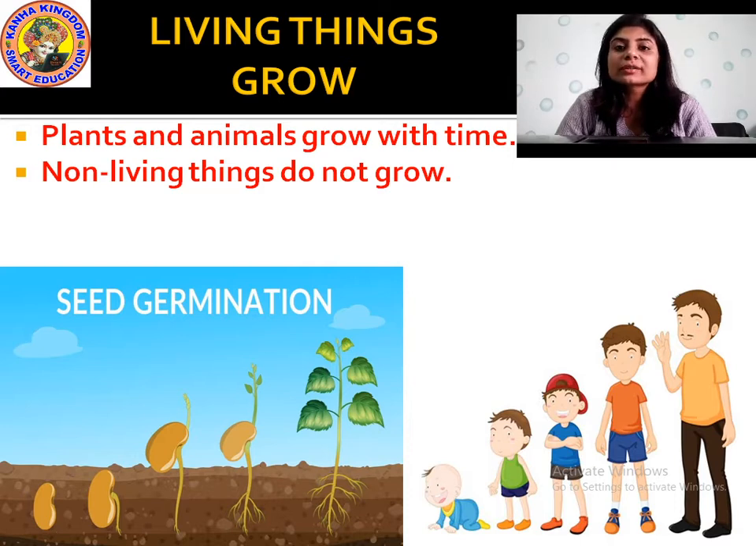Okay, so this shows that plants grow, and even animals and human beings, when they are born, they are small babies. With the passage of time, they grow when they eat food. They grow from a small baby to a child, and from a child to a boy or a girl, and from a boy or a girl they grow into an adult. You can see the picture and make it out. So this is also a characteristic of living things: living things grow.